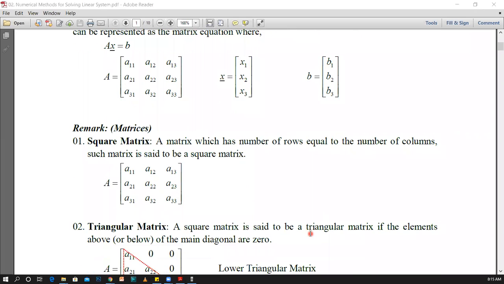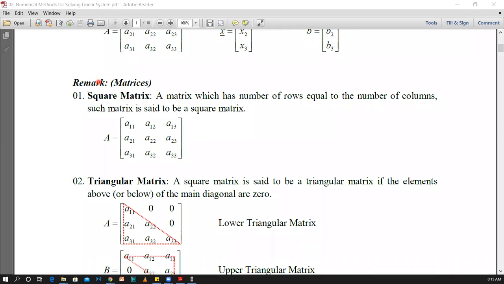Okay, now we will have a look at the matrices. This is just a remark regarding the matrices. First one is the square matrix. A square matrix has an equal number of rows and columns. Therefore, here you can see the shape of this matrix is quite a square. It is because here we can see there are 3 columns as well as 3 rows.